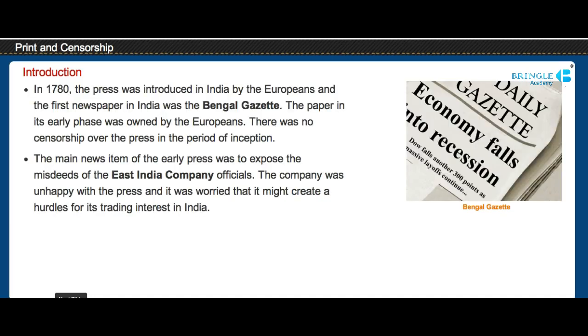In 1780, the press was introduced in India by the Europeans, and the first newspaper in India was the Bengal Gazette. There was no censorship over the press in the period of inception. The main news item of the early press was to expose the misdeeds of the East India Company officials.